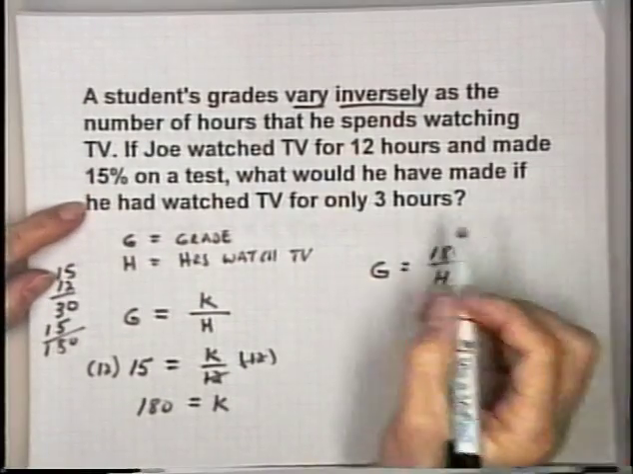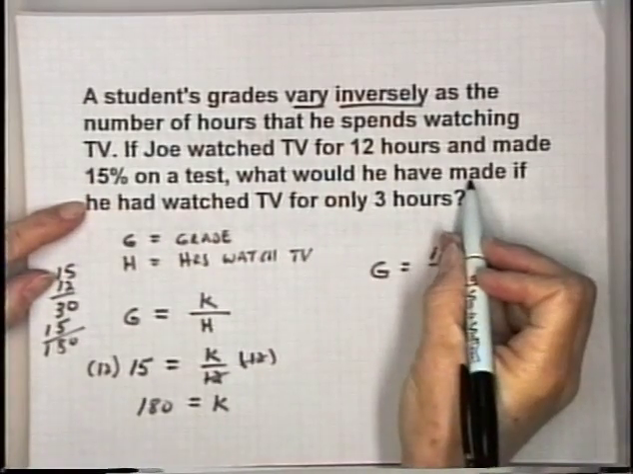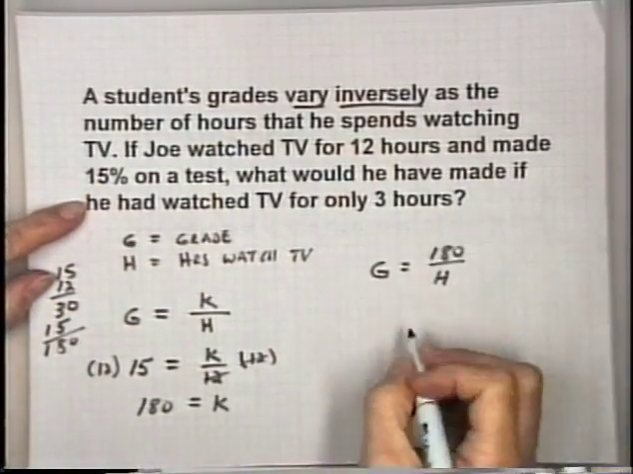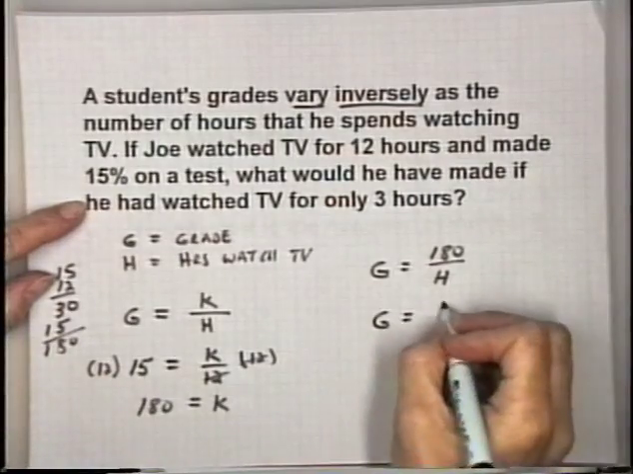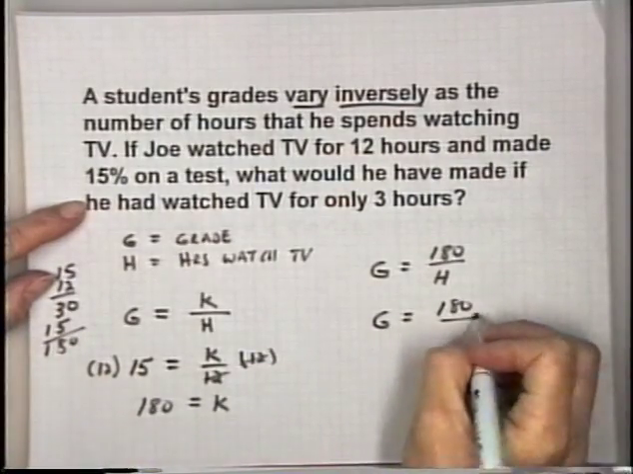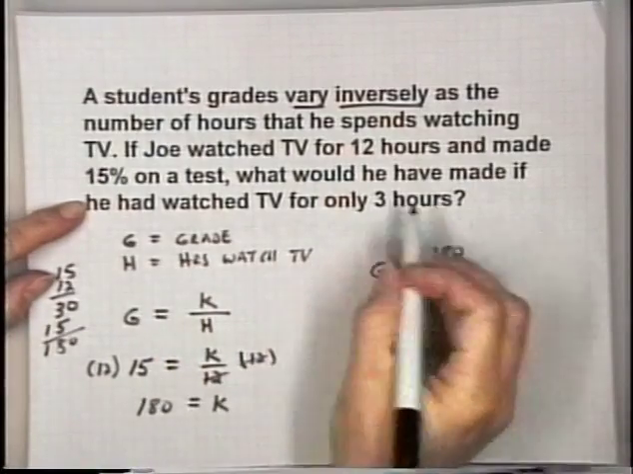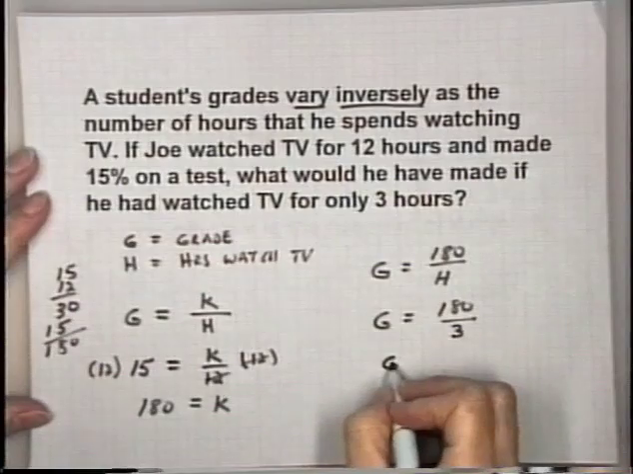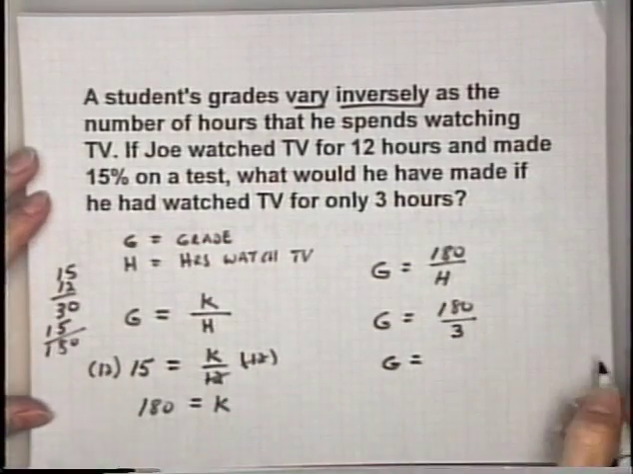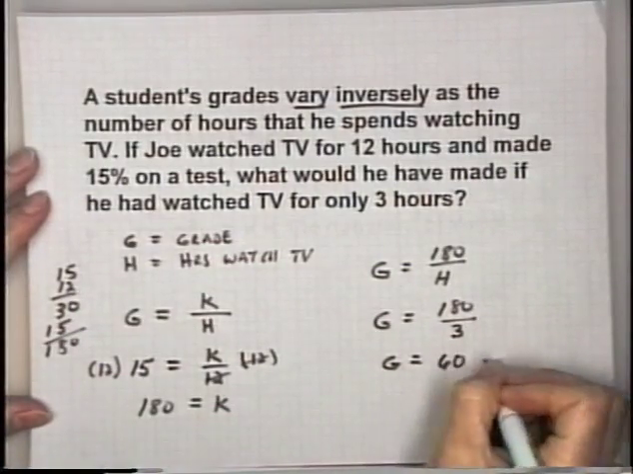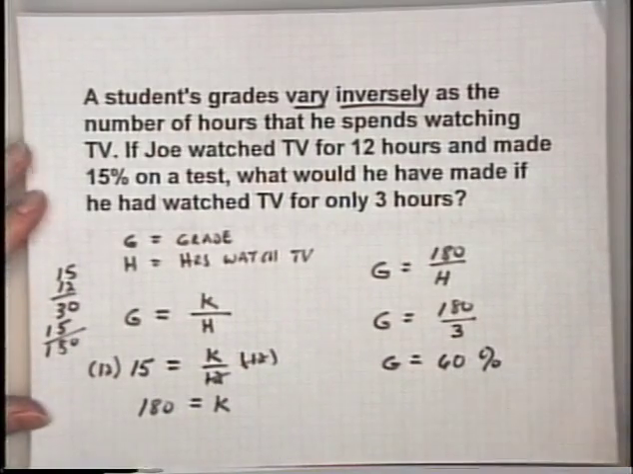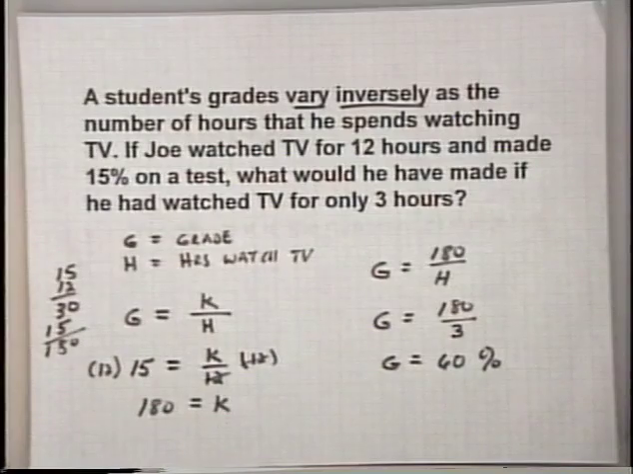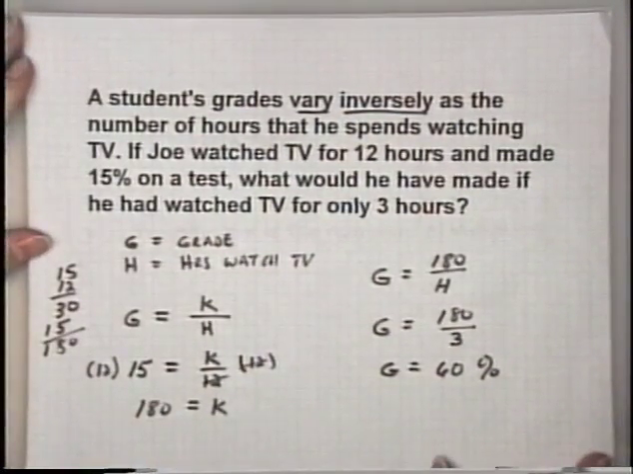Now for our question, what would he have made? That means we're looking for what? His grade. So his grade would be 180 over how many hours? He watched for only 3 hours this time. Okay, so his grade would be 180 divided by 3, which of course is 60, and we recall that's in percent form. So he would have made 60% rather than 15% had he watched TV for only 3 hours.